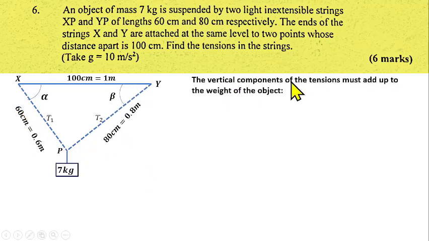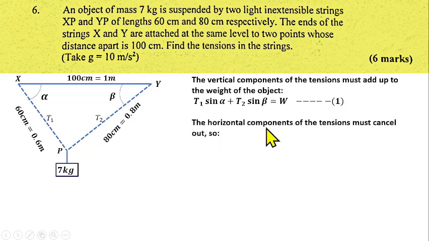The vertical component of the tension must add up to the weight of the object, and that gives us T1 sine alpha, which is this angle, plus T2 sine beta, must be equal to the weight of the object that is attached to the 2 strings. So that gives us equation 1.